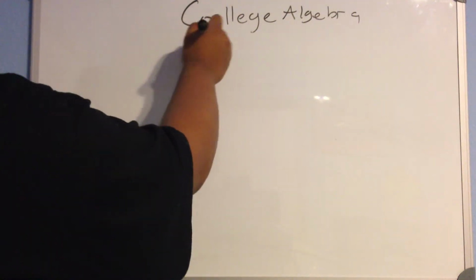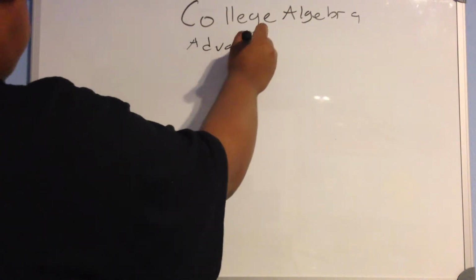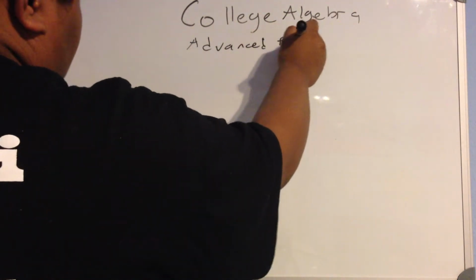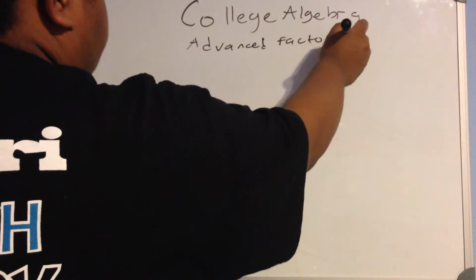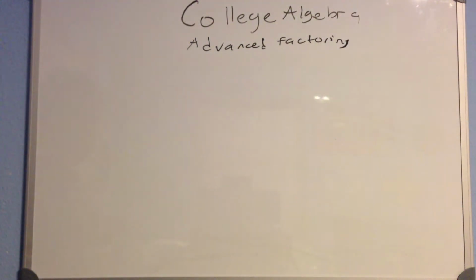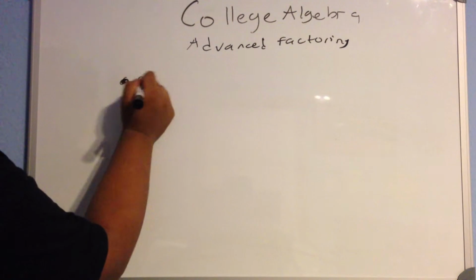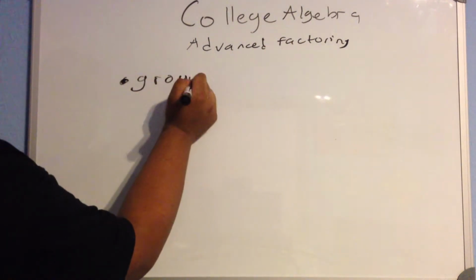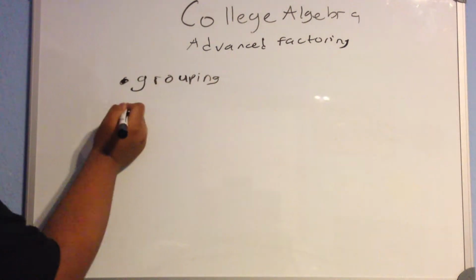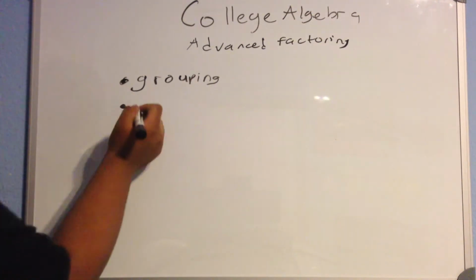So today we are going to go over advanced factoring. And this is pertaining to quadratic formulas. So there are different types. One, there is grouping. There is a difference of squares.